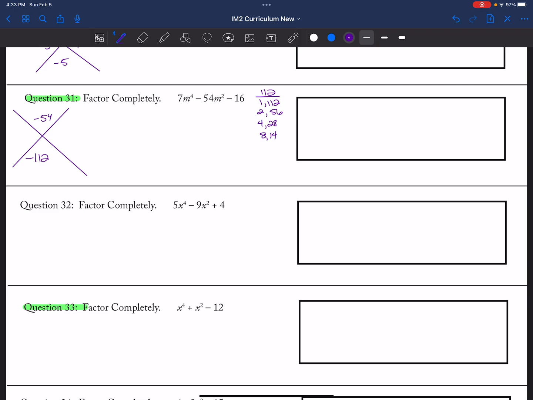Oh, I can stop here because there's already one that's here. Negative 56 and 2. Okay, so this means that this is an m squared minus 56 over 7 and an m squared plus 2 over 7. So bring what's in the bottom to the top. Oh, wait, I can't do that yet. I have to reduce m squared minus 8 and then m squared plus 2 over 7. Bring what's in the bottom to the top. So this is m squared minus 8 and 7m squared plus 2.